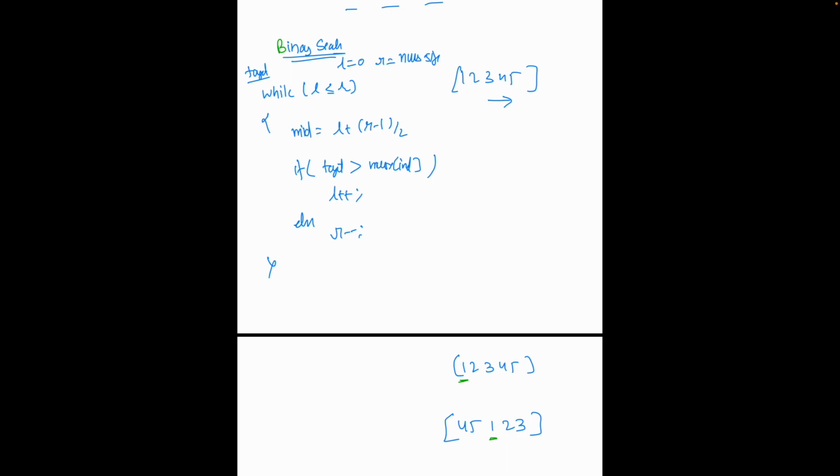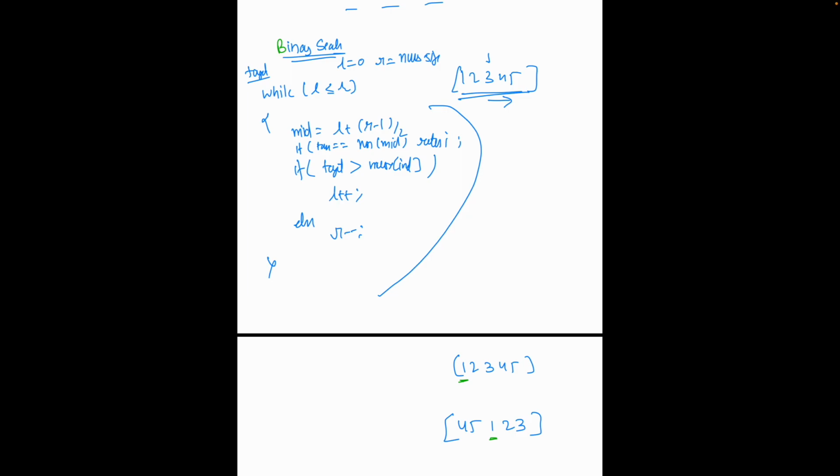And in any case, if target is equal to nums mid, return i. So this is basically code where we return the index of some target that we want to find in a sorted array. If you see, in this code we come here and then we decide which direction to go, which is possible because it's sorted.